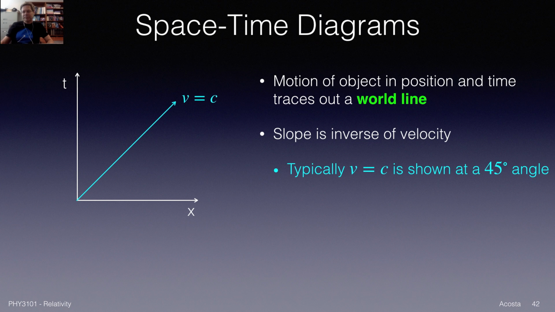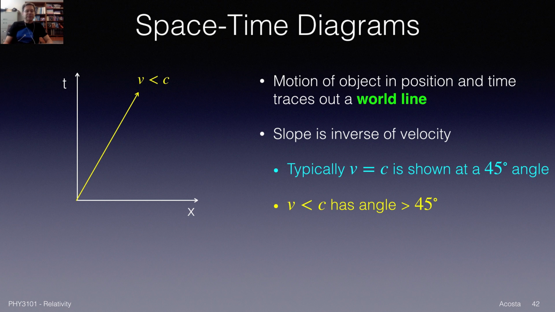Okay. All right. What about a speed less than the speed of light, v less than c? That means the velocity is less than c. The slope is the inverse of velocity, so it's a smaller velocity. The inverse of something smaller is something larger, so it's a larger slope, right? So that's v less than c, and that's going to have an angle larger than the 45-degree angle for when we had something traveling at the speed of light. Okay?